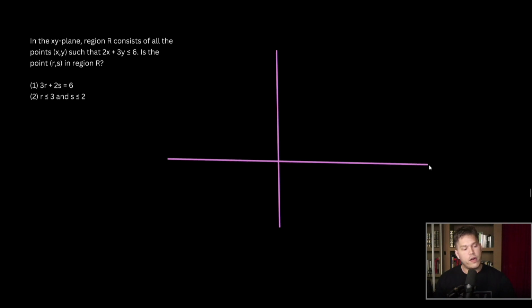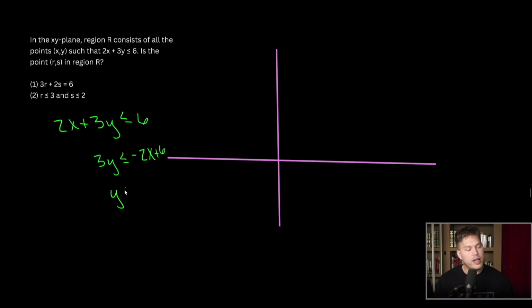So now we have a coordinate plane, and let's graph our function. We're told that 2x plus 3y is less than or equal to 6. Let's put this in y equals mx plus b form. We can do this by moving our 2x to the opposite side, and then we can divide by 3 to have y is less than or equal to negative 2/3 x plus 2.